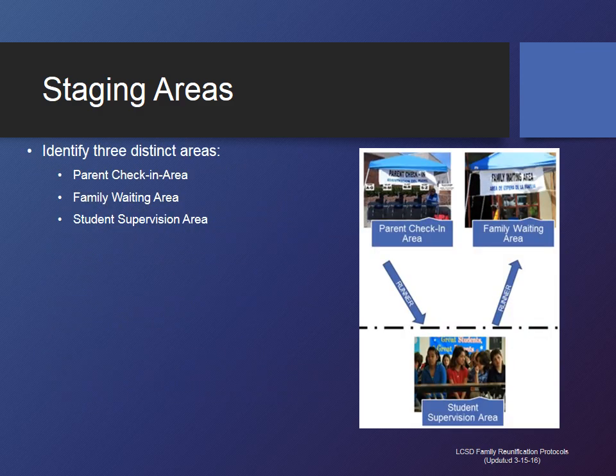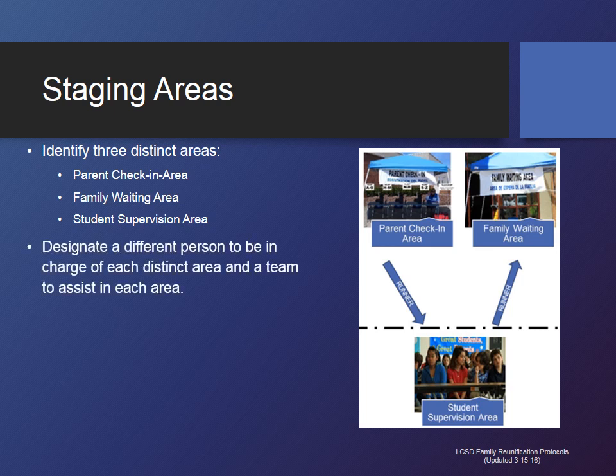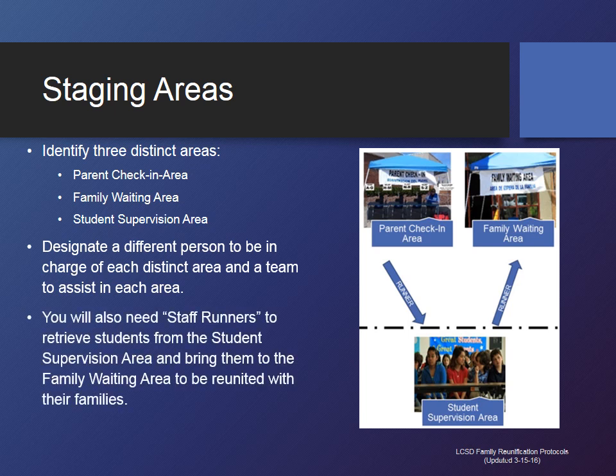Identify 3 distinct areas: a parent check-in area, a family waiting area, and a student supervision area. Designate a different person to be in charge of each distinct area and a team to assist in each area. You will also need staff runners to retrieve students from the student supervision area and bring them to the family waiting area to be reunited with their families.